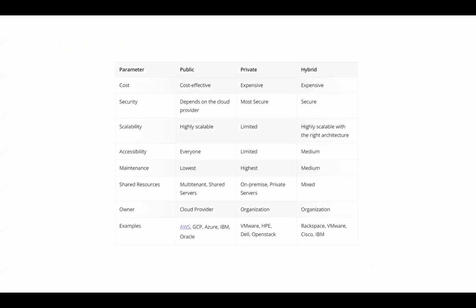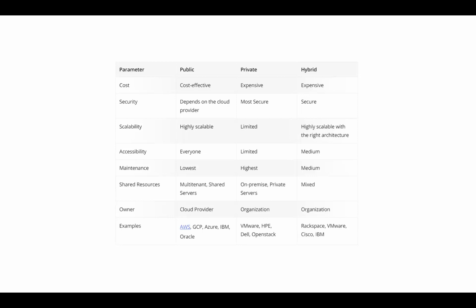Coming to the cost, the public is cost effective. It is reliable. All users can access and be able to manage the payment of this. And coming to the private, it is a bit expensive because the whole resources are dedicated to the specific organization or user. And the hybrid is also expensive because it has to manage both the public and the private, so it is quite expensive, and very few organizations or users will follow this hybrid model.